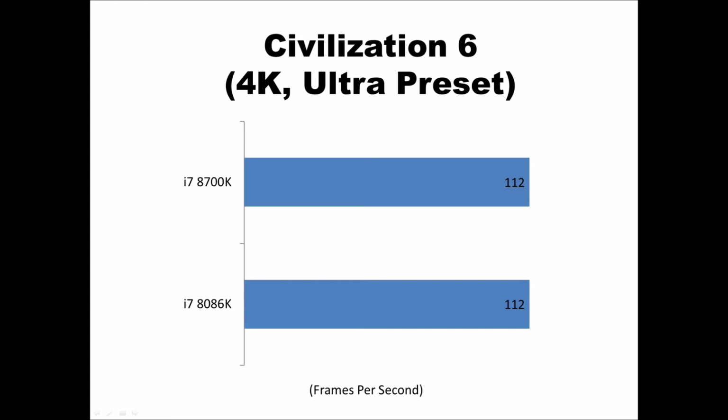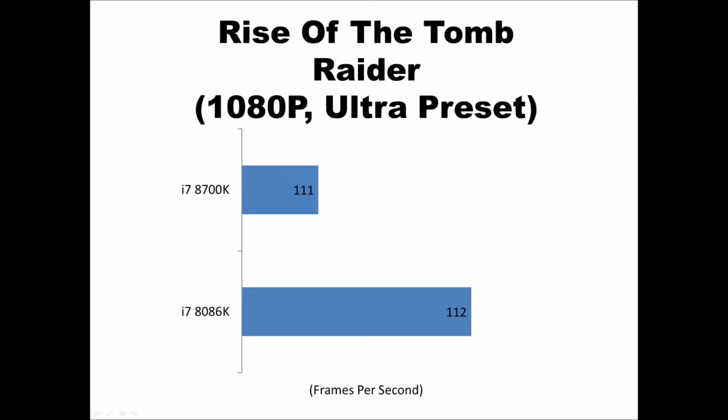Now we've got Civilization 6 here running at 4K on the Ultra preset. Both CPUs got the 112 mark. Now I believe on the 8700K it was 111.5 or 111.7 or something like that, but I rounded it up because again that comes down to frame variance. So these two CPUs are getting the same kind of score on Civilization 6 at 4K. Then with Rise of the Tomb Raider, this is running at 1080p on the Ultra preset. Again, there's a 1 FPS difference between these two CPUs, which can be discounted to frame variance, with the 8086K coming in at 112 points and the 8700K coming in at 111 points.